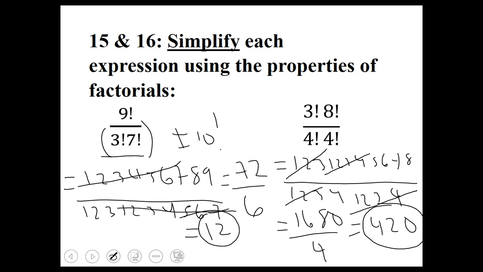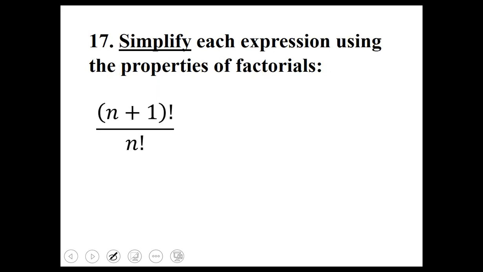Let's now talk about how you would simplify factorials that have variables. So for number 17, you're trying to simplify n plus 1 factorial over n factorial. When you're simplifying these problems, basically what you're trying to figure out is who's bigger, the top or bottom, and by how much. So n plus 1 factorial compared to n factorial, the top would be bigger because n plus 1 is a bigger number than n.